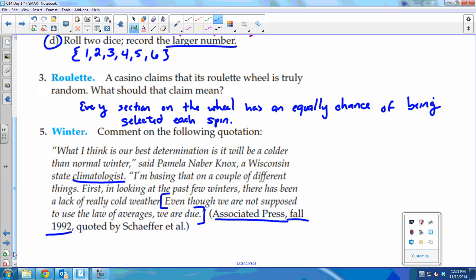All right. Do these make sense? Yes? This is your assignment then. 2, 4, and 6.